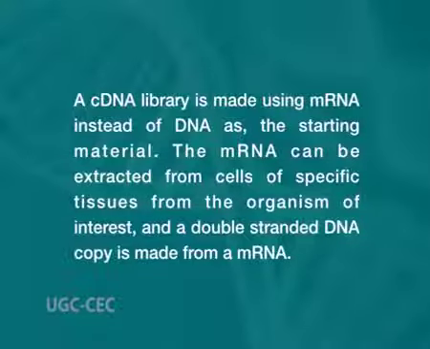A cDNA library is made using mRNA instead of DNA as the starting material. The mRNA can be extracted from cells of specific tissues from the organism of interest, and a double-stranded DNA copy is made from the mRNA. Because of the different starting material, cDNA libraries will have some key distinctions from a genomic library.